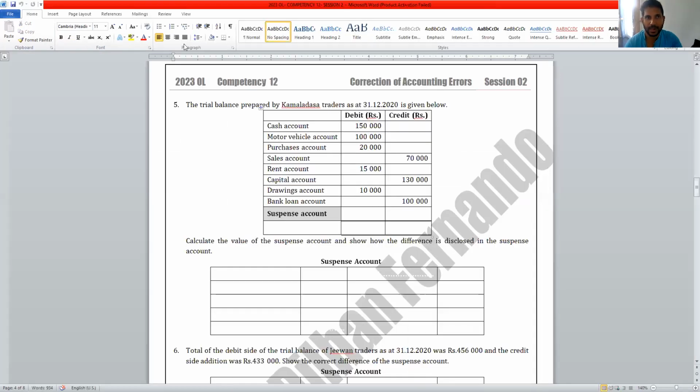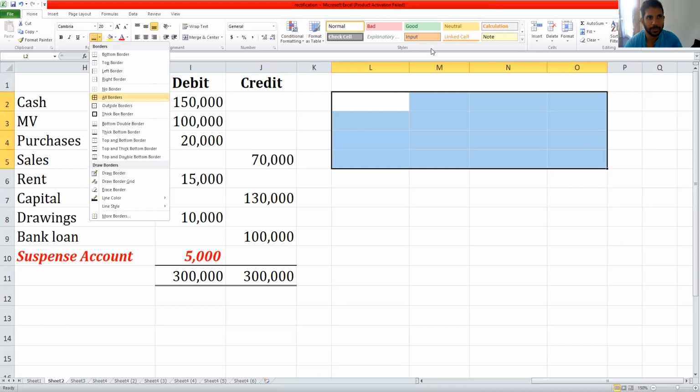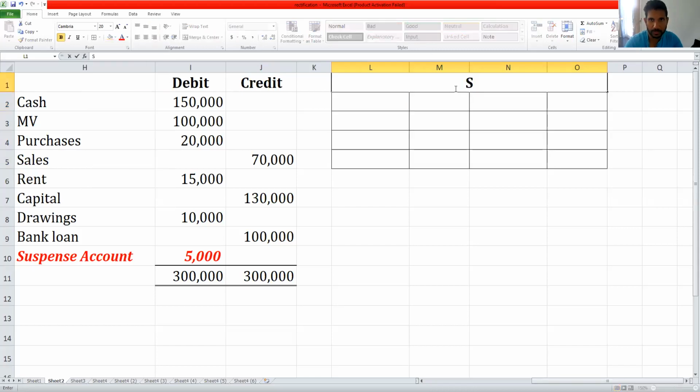Now let's see how to write this in the suspense account. How to record this difference in the suspense account. ඒක තමයි වැදගත් දෙයක් කියලා කවුරුත් අමතක කරගන්න බෑ. Suspense account. Now the difference is in the debit side.